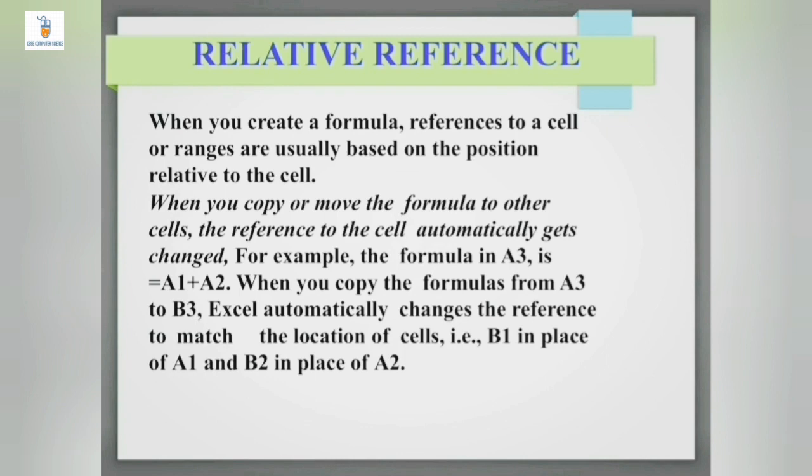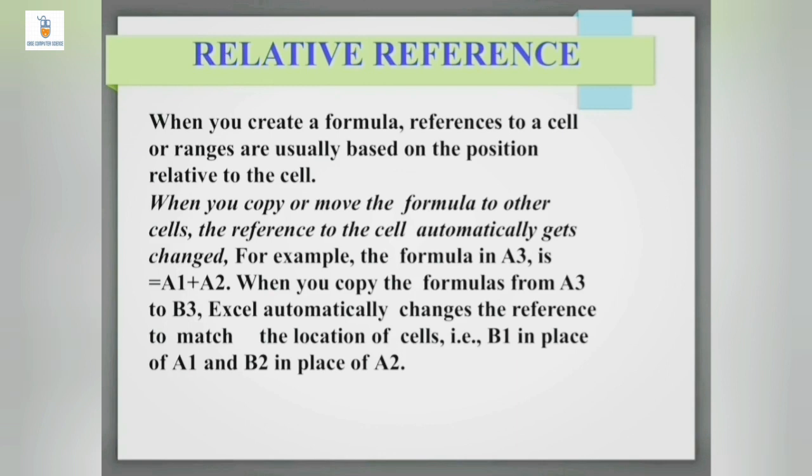What is relative reference? When we create a formula, reference to a cell or ranges are usually based on the position relative to the cell. So when we copy or move the formula to other cells, the reference to the cell automatically gets changed. Say for example, the formula in A3 is equal to A1 plus A2. When we copy this formula to B3, then instead of A1 and A2, automatically B1 and B2 will be appearing. This means that the cell reference gets automatically updated when we are copying one formula from one cell to another. This type of referencing is called relative referencing.